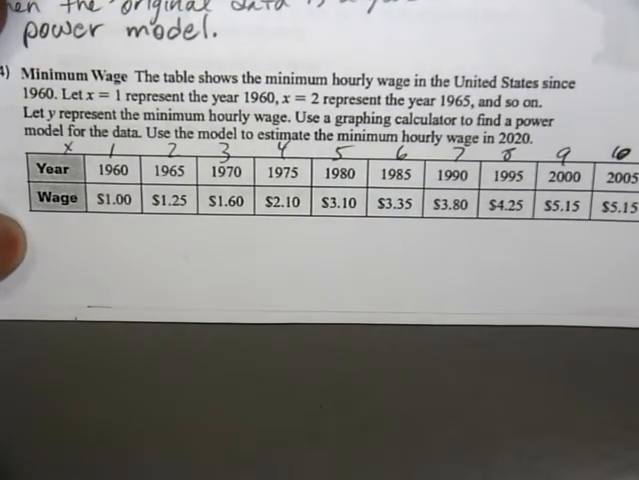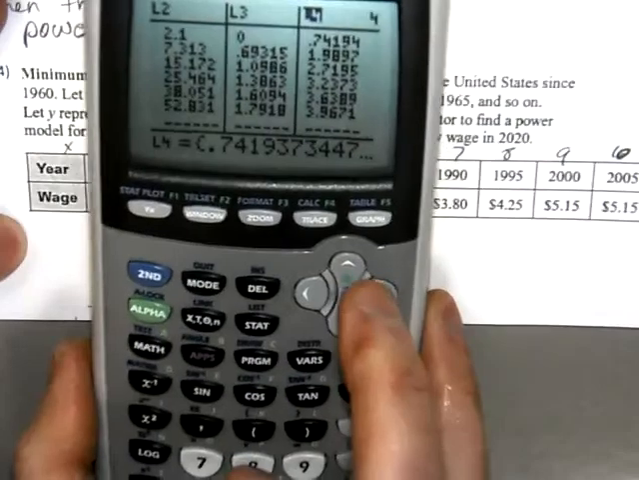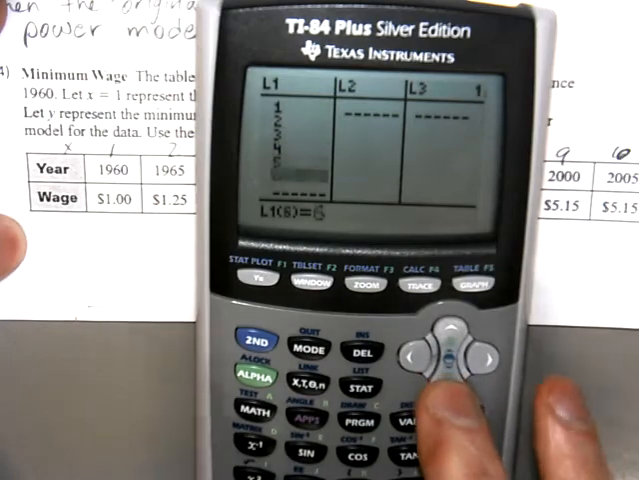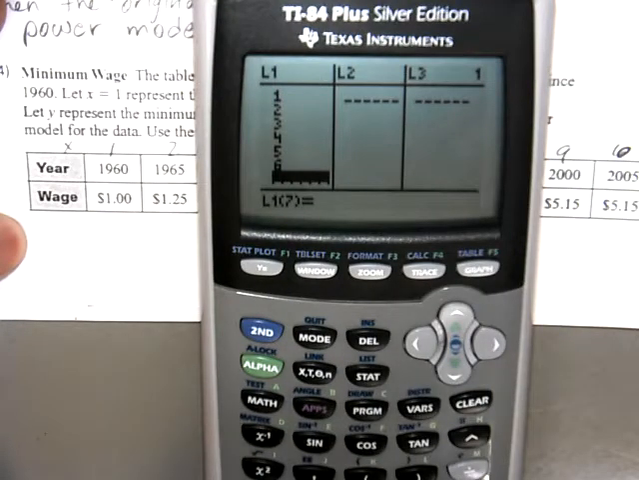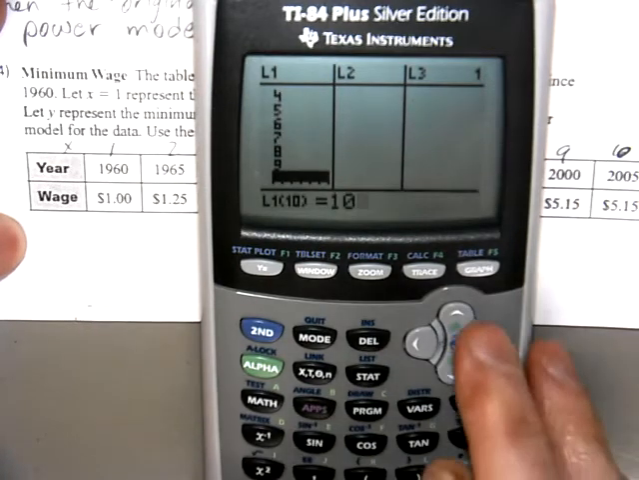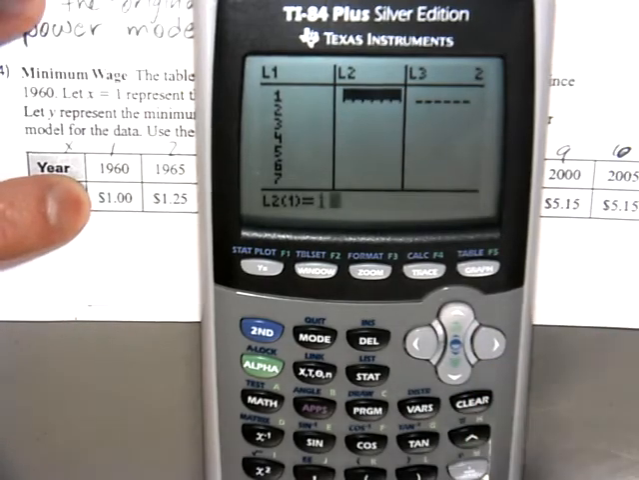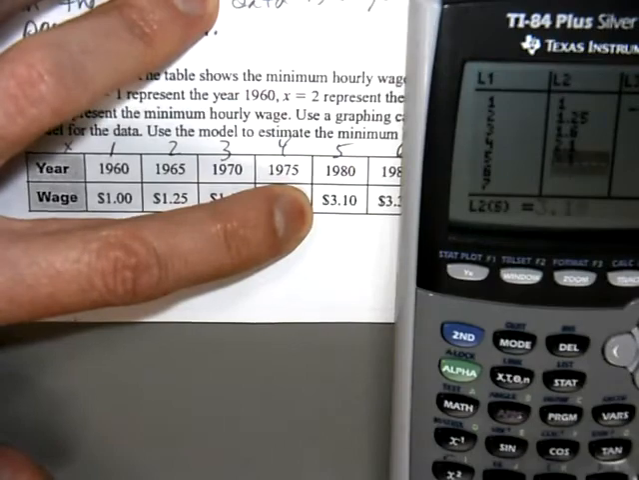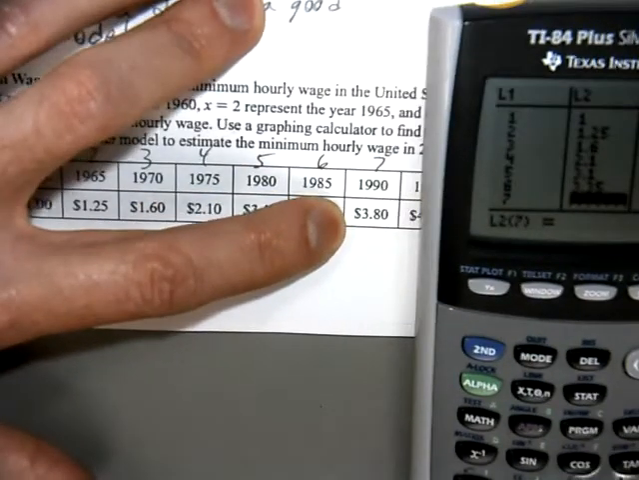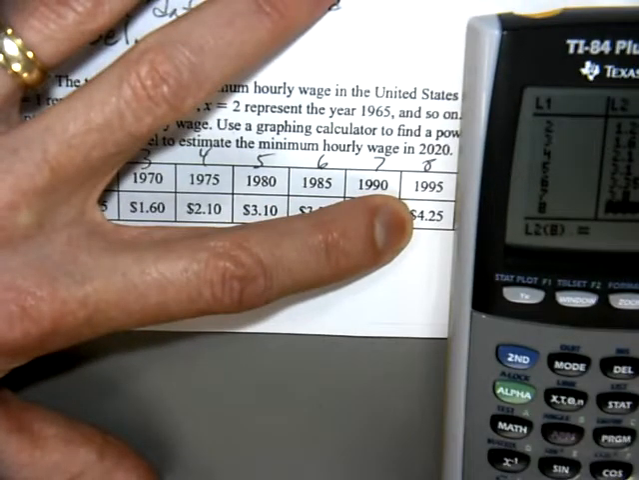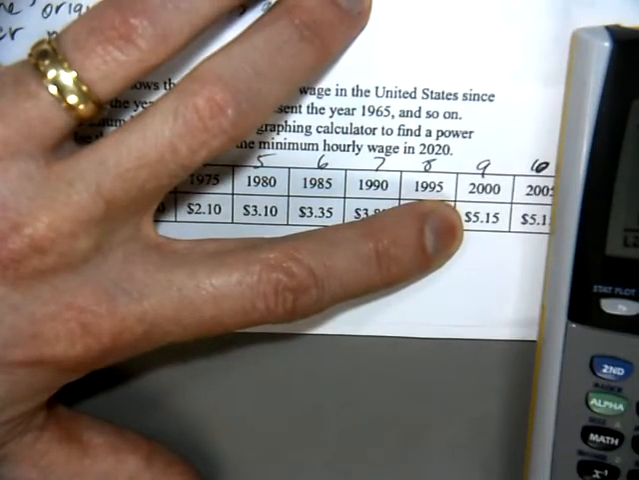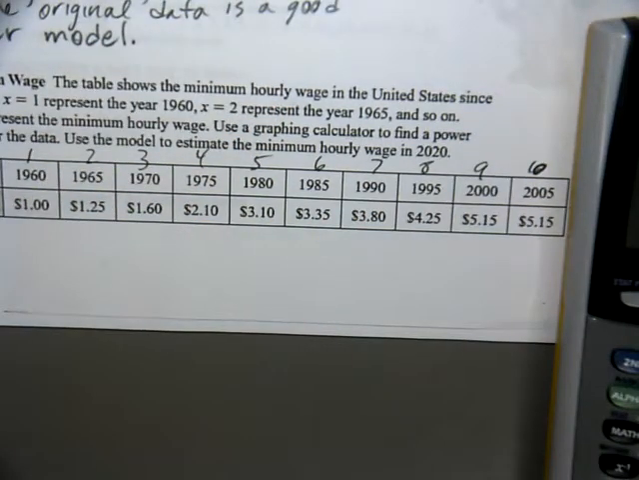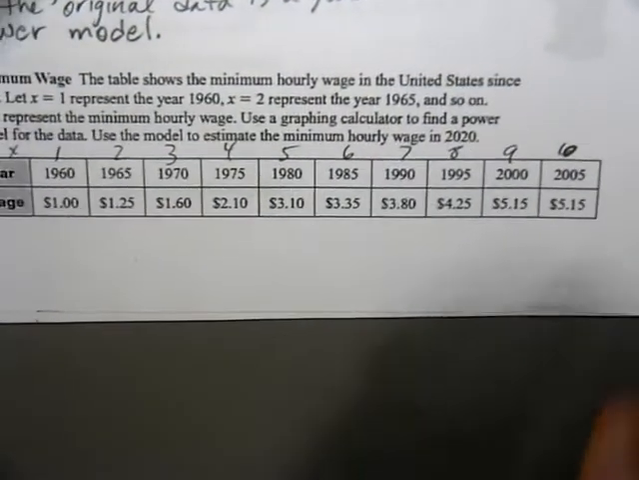Okay, so we're supposed to use a power model to this. So what we're going to do is take our graphing calculator. We'll get rid of the tables that we just used. We can still use 1 through 6 and go all the way up to 10 now. And then $1, 1.25, 1.6, 2.10, 3.10, 3.35, 3.80, 4.25, 5.15, and again, they're saying 5.15 a second time. We all know that it's even grown up since then.